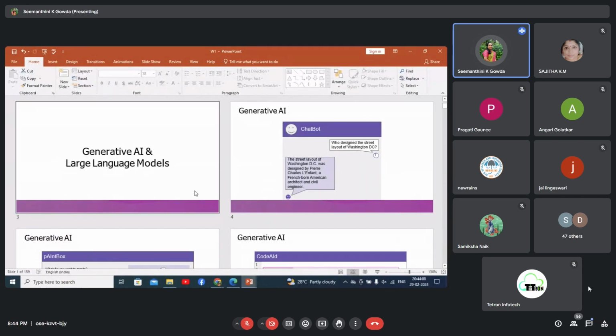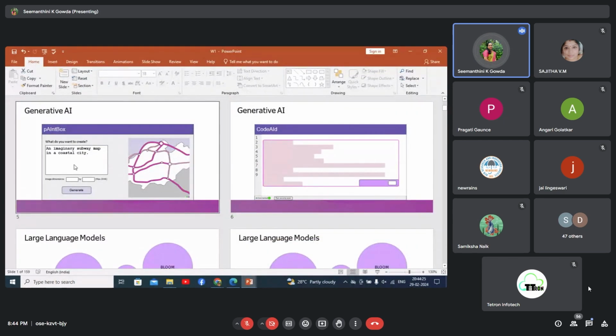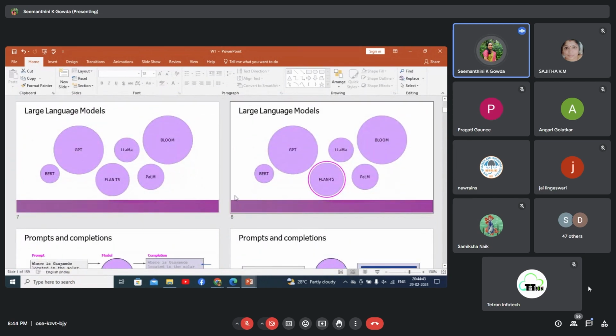For example, you can observe here, this is "who designed the street layout of Washington DC". This is one of the questions asked to the chatbot, and it is going to provide the required answer. How is it generated, how is it created? We do it using the concept of generative AI. If you consider a map, nobody is sitting and telling you to divert to the right or to the left. The concepts of generative AI are used to perform this operation. That is also one of the basic examples where large language modeling is used.